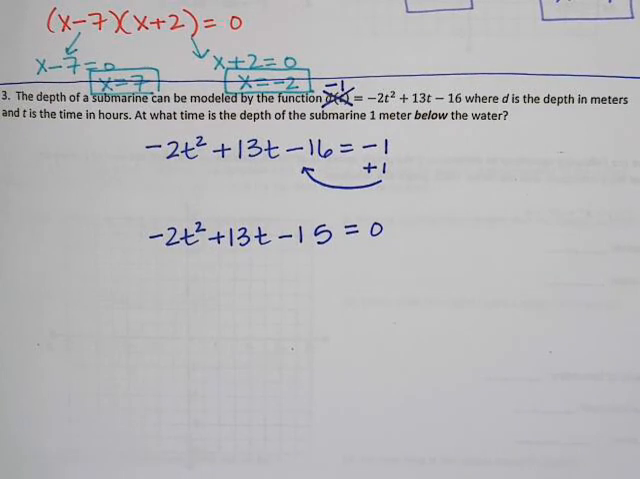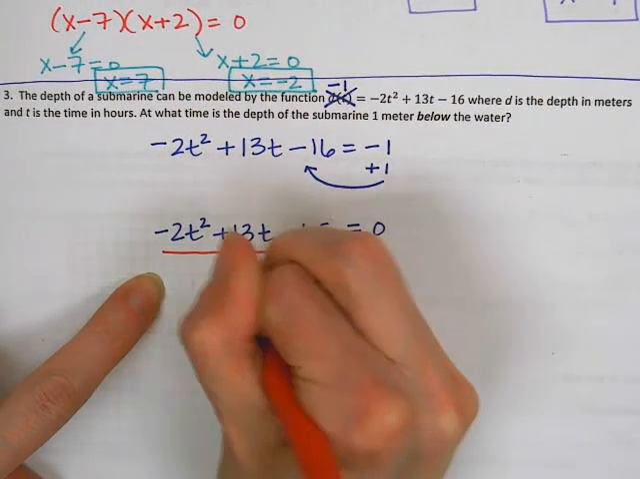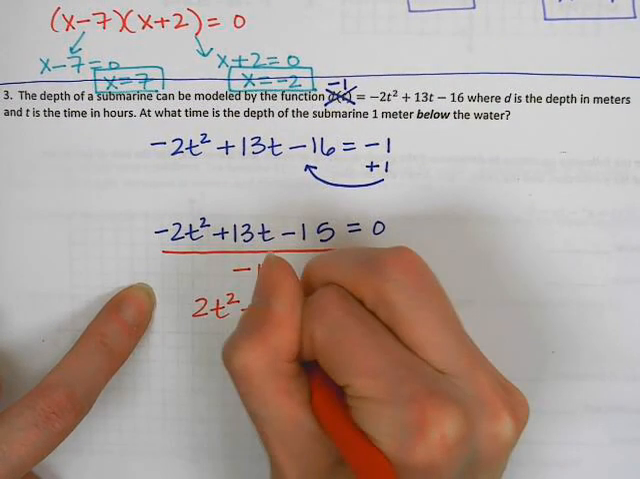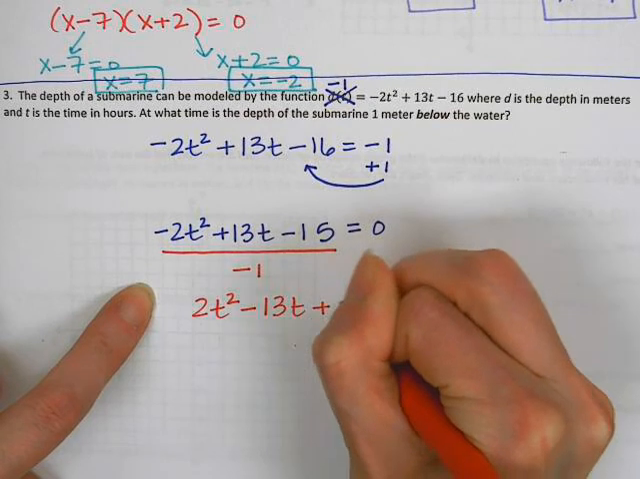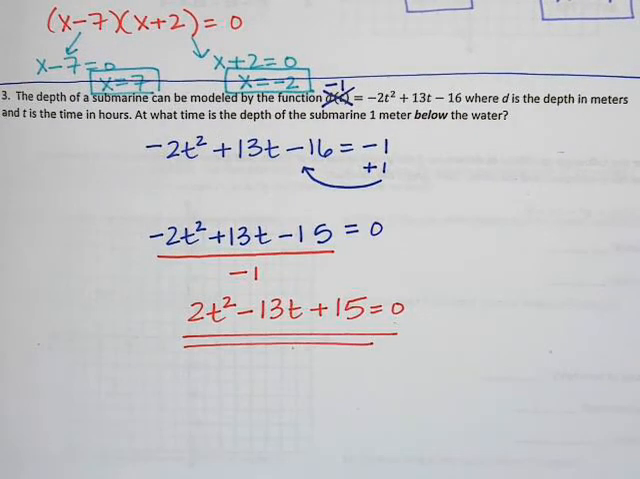Okay, and now this is a trinomial, so it's MA and table, but first don't forget to divide everything by negative 1. So now it's positive 2t squared, negative 13t, positive 15 equals 0. This is what we're going to factor.